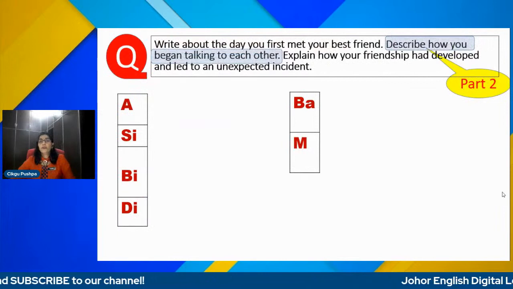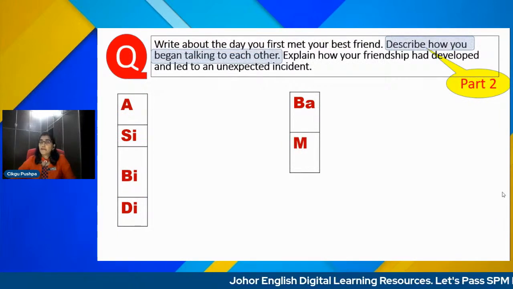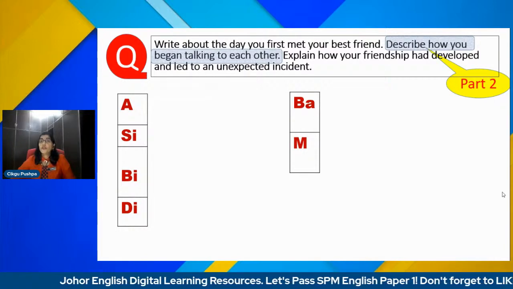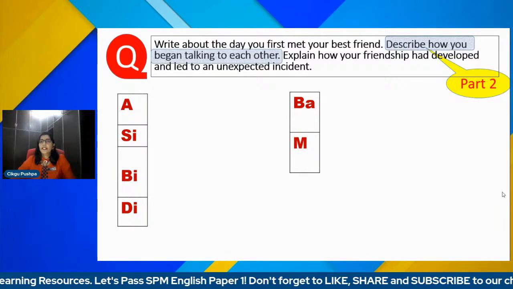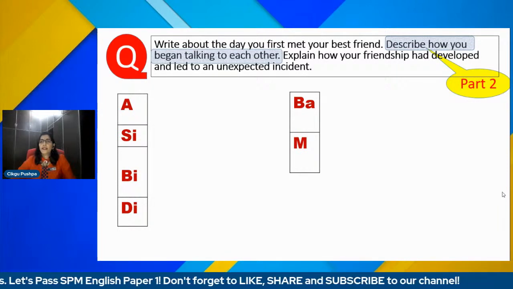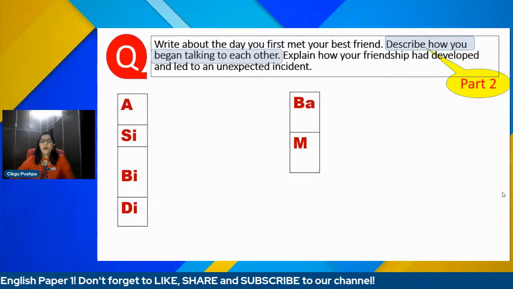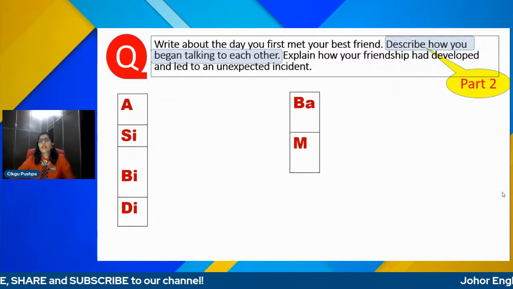Again, you are going to apply the same formula. Part two. Please read carefully so that whatever questions you are going to ask using ASIBIDIBAM will answer part two. Okay, let us read together. Describe how you began talking to each other. So this is actually part two.